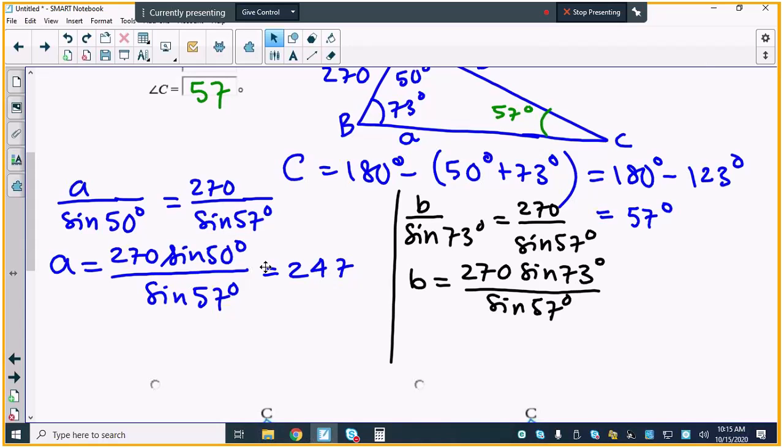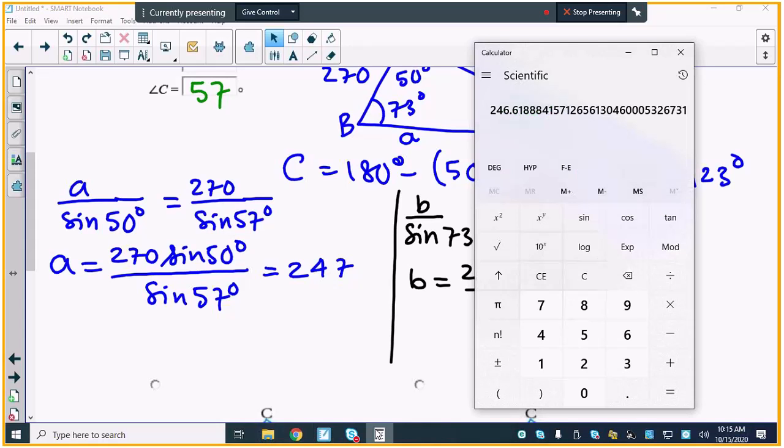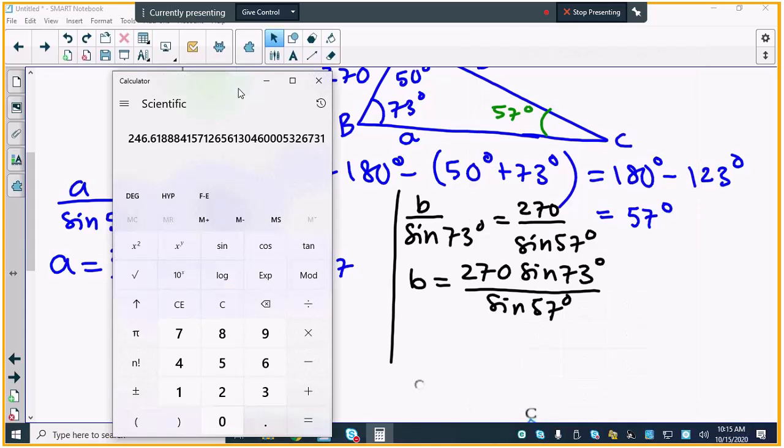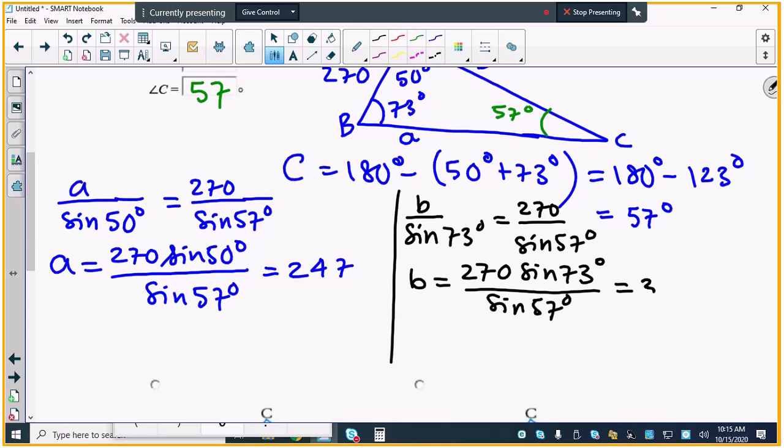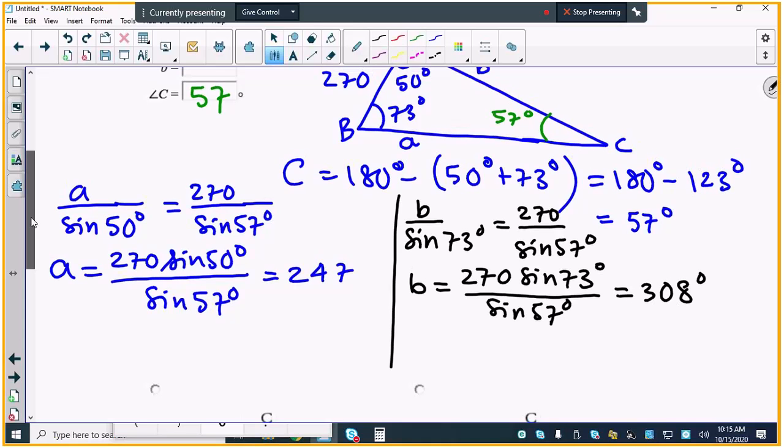And again, remember what we are doing, simple calculation in the calculator. You're finding the sine ratio of 73 degrees, multiplying by 270 and dividing by the sine ratio of 57. Rounding to the nearest whole number, it's going to be 308. So that kind of answers my question in this way. And we're going to put these two values in.